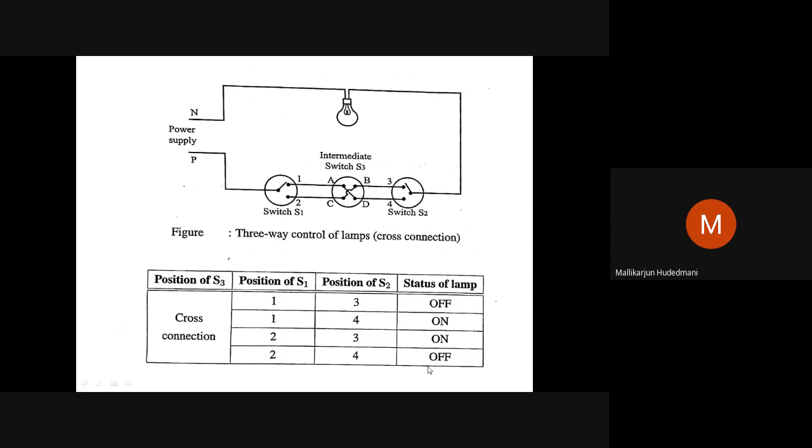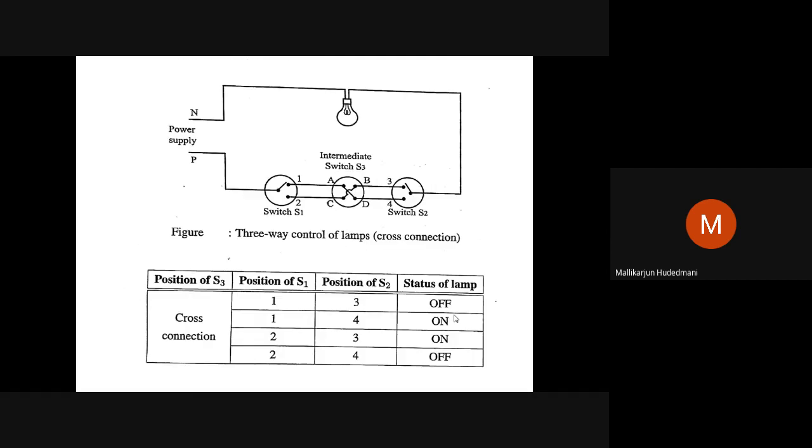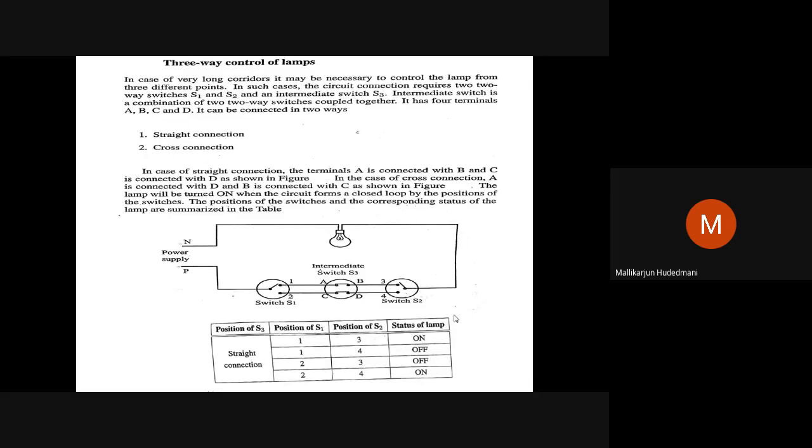Exactly. So how is it possible? Switch S3, switch S1, switch S2, and lamp status. If I make them in a tabular column, I am able to write 4 combinations over here, 4 combinations over here. This you will learn in the laboratory. Practically you will be doing it. Okay. Meantime, let us remember how to control a lamp from 3 points.